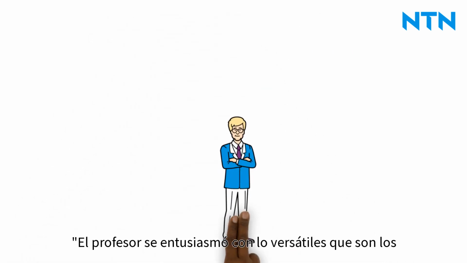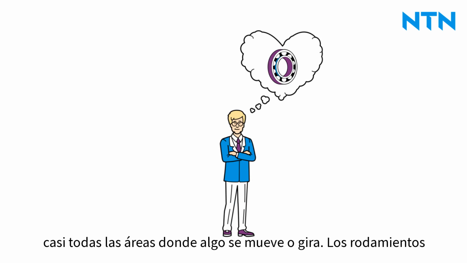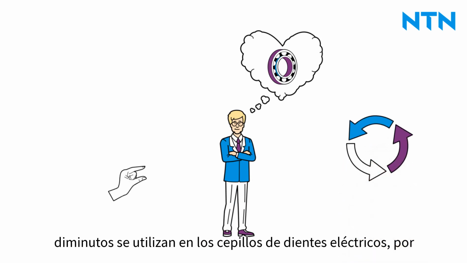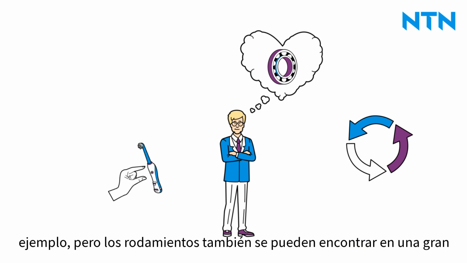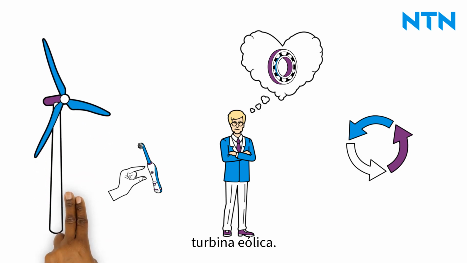"The professor totally raved about how versatile rolling bearings are," says Nina. "Nowadays, rolling bearings are installed in almost every area where something moves or rotates. Tiny bearings are used in electric toothbrushes, for example, but rolling bearings can also be found in a large wind turbine."